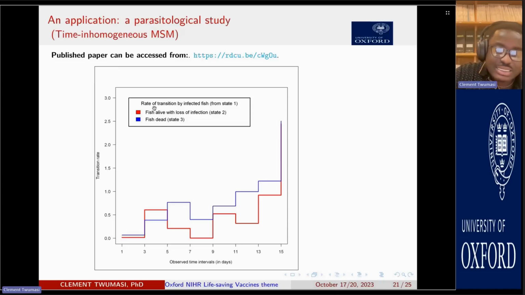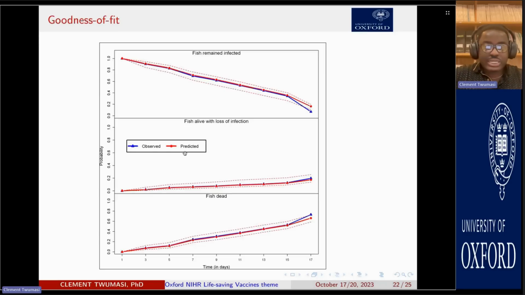So, for instance, if you look at this here, we are looking at the rate of transition by an infected fish, right? That is from stage 1. At stage 1, they were infected but alive. But at stage 2, they were alive but they lost their infection. At stage 3, they died. So it means that with the help of the multi-state Markov model, you could actually model your data in a multi-dimensional fashion whilst capturing all possible transitions that could occur.